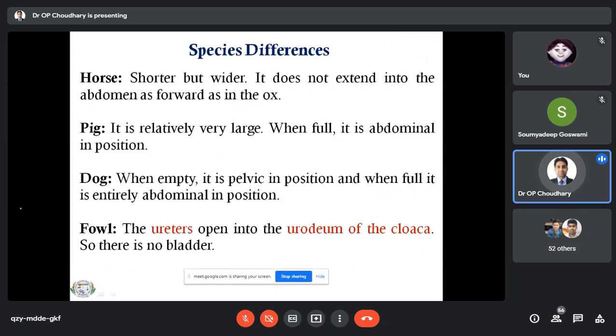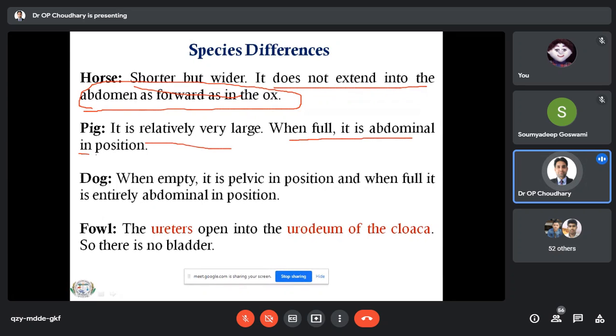Then what are the differences in the different species? As I already told you about the ox, there are a few differences in the horse, pig, dog and fowl. In the horse, it is shorter but wider. It does not extend into the abdomen as far forward as in the ox. Means it lies completely in the pelvic cavity. In the pig, it is relatively very large. When it is full, it is in the abdominal cavity.